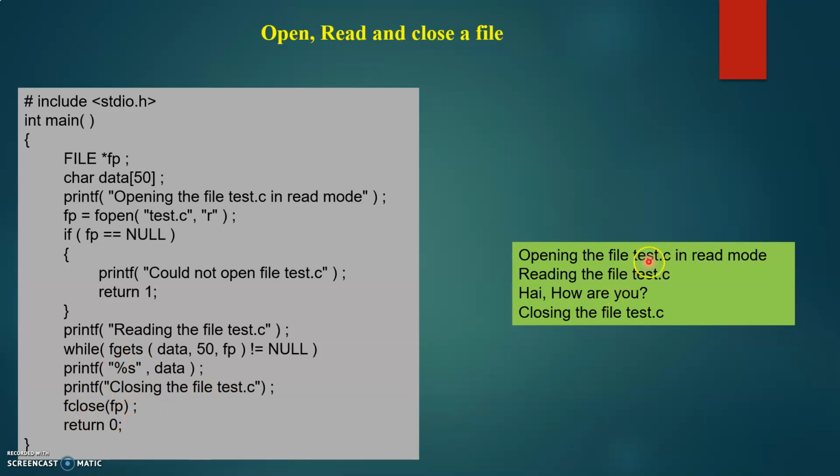So first we are opening the file test.c in read mode. Then we are reading the file. Whenever I am going for the reading operation, while fgets data fp is not equal to NULL, it will take the whole string, hi, how are you, whatever you have written there in your write mode, and it will be shown on your screen. Then in the end we will close the file, fclose fp. This is the basic idea of read and close.